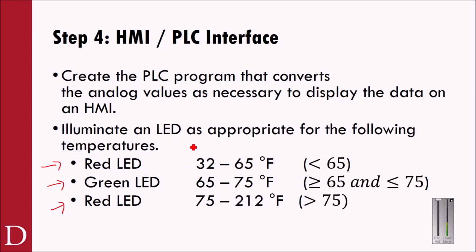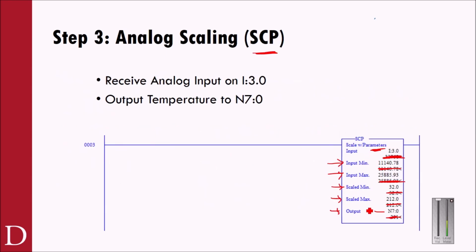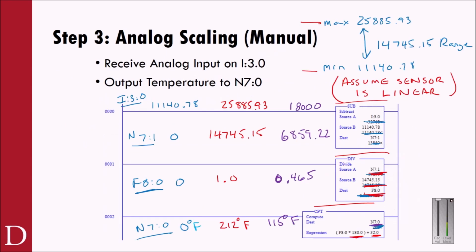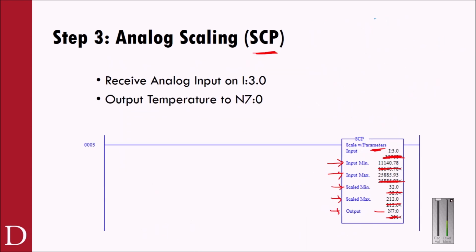Illuminate an LED as appropriate for the following temperatures. So what I can see right now is if I use this scale with parameters, or for that matter, if I take this value here, I now have a value in N70 that's going to go between 32 and 212, right? And I should have been careful here. I got something wrong right here too. This should have been 32, right? Because it was, note here, 0 times 180 is 0 plus 32. So I didn't do my offset there. So I just caught that mistake there for you.